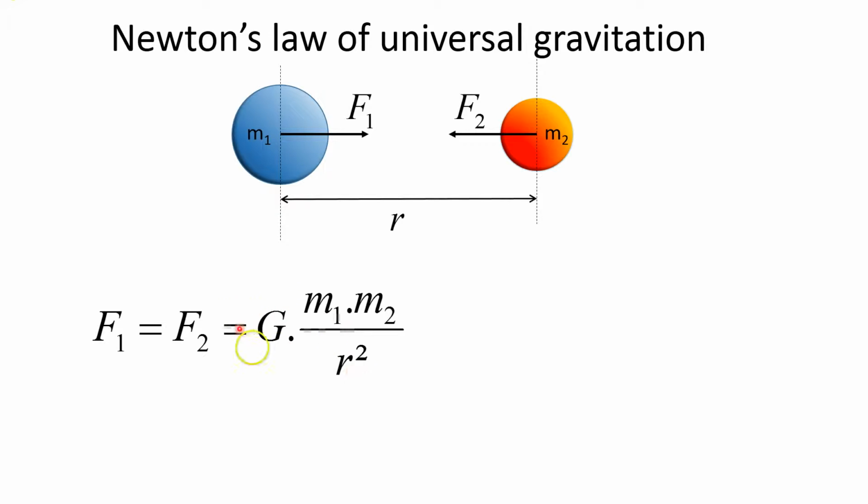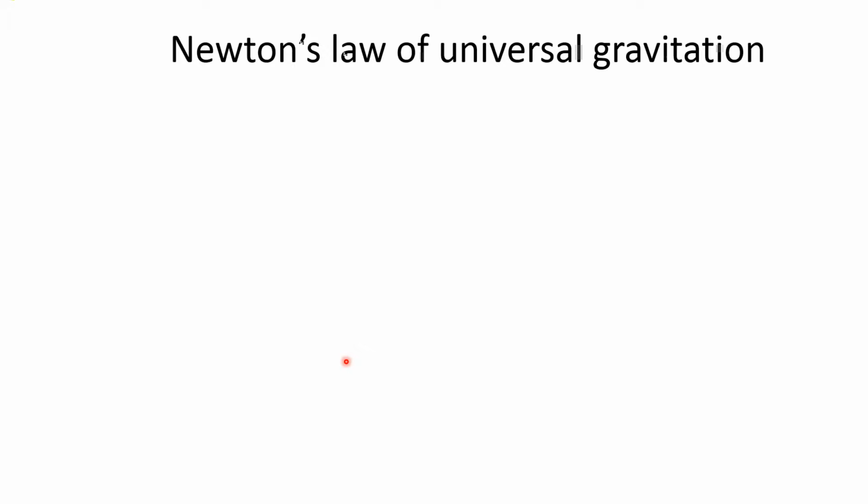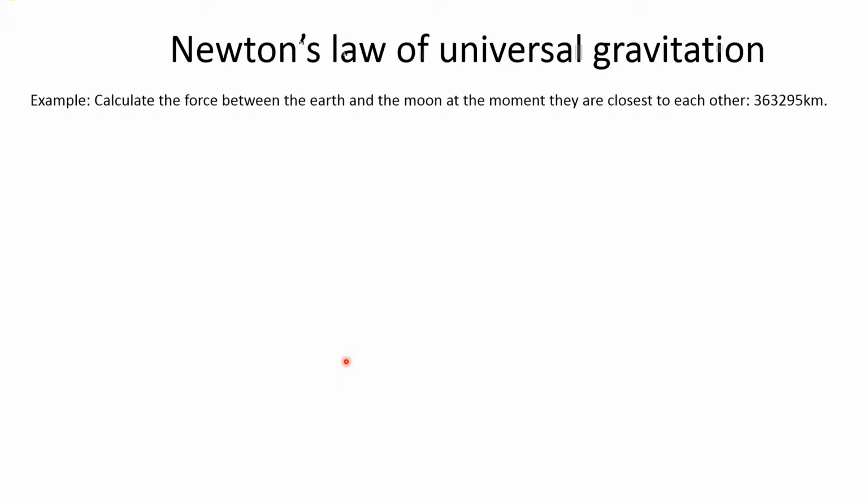So we take a constant. The constant is this one, 6.67 times 10 to the power minus 11 newton meters squared divided by kilogram squared. And then we have mass 1, mass 2, and the distance between the two masses squared. Let's see that with a small exercise.